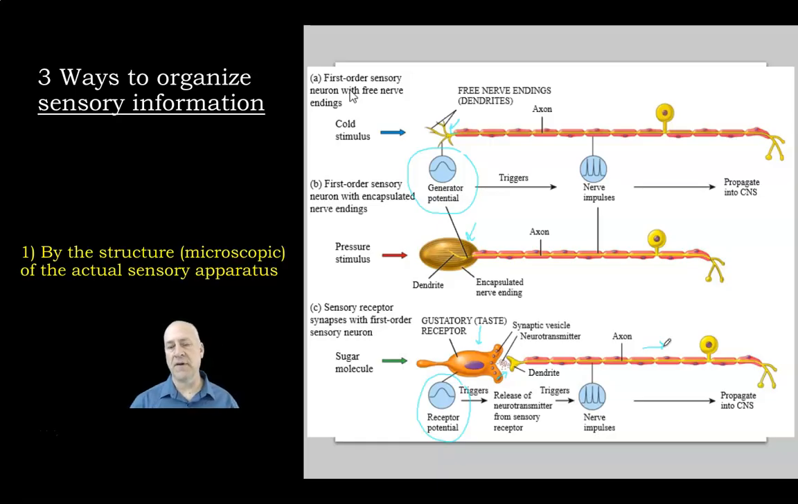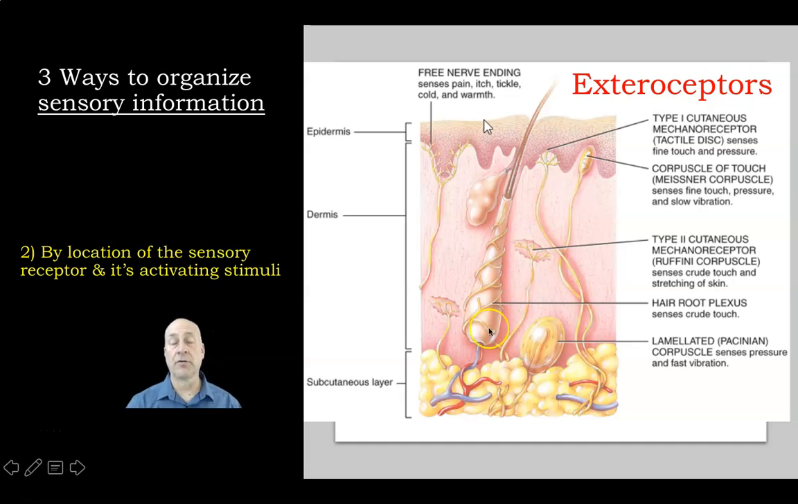But taste and olfaction are a little slower because it's sort of a two-step process, but no big deal. All right, those are the three types of terminal endings that sense. Let's organize by another way. Let's organize by three different locations or types of receptor.